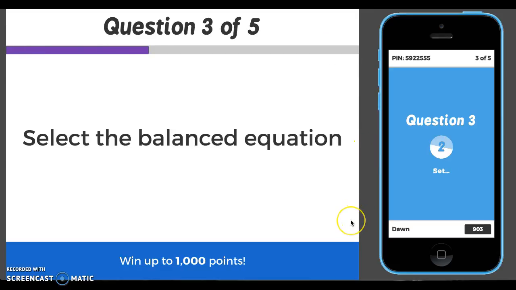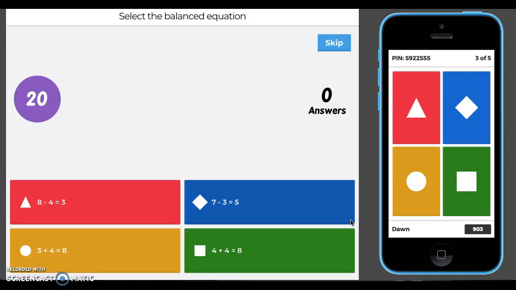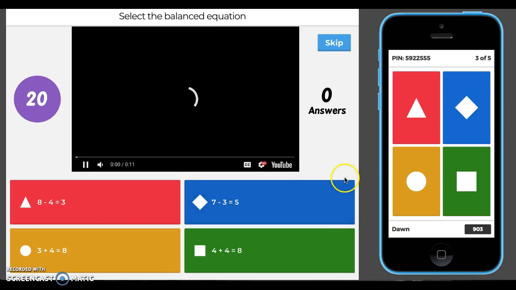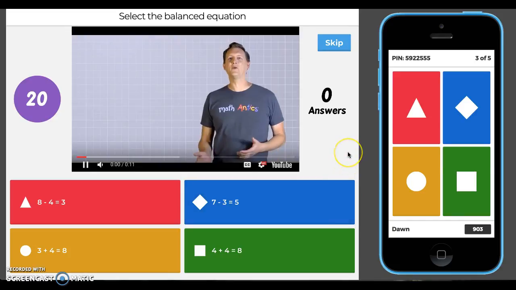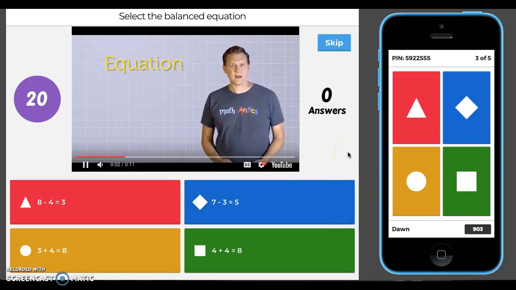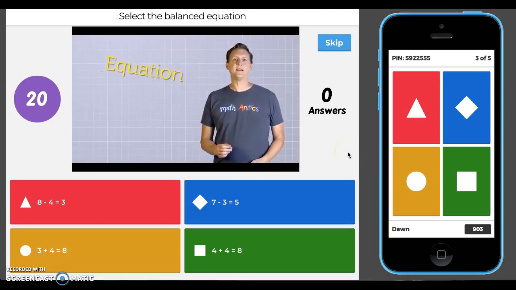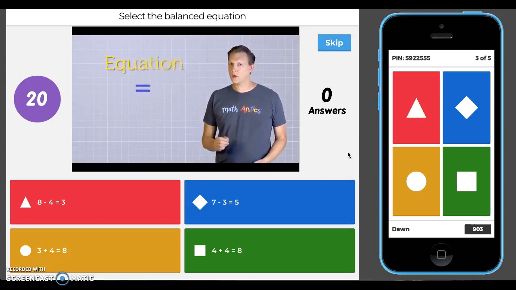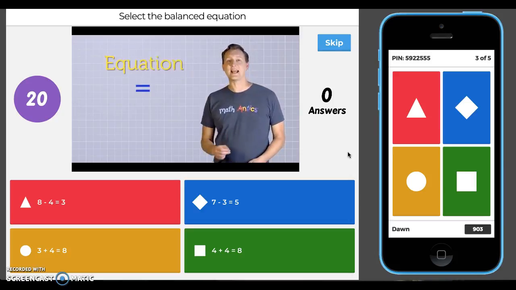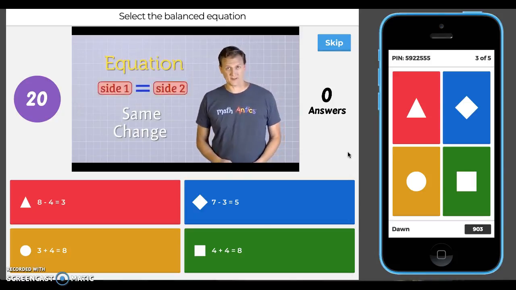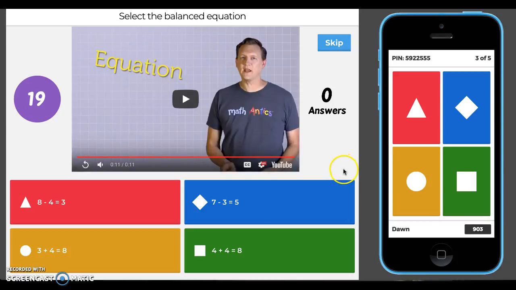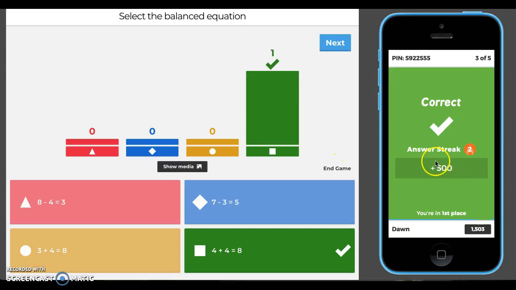Select the balance equation. This one also has a video with it. How do we avoid getting an equation out of balance? The key is that whenever we make a change to an equation, we have to make the exact same change on both sides. All right, so now the 20 seconds start, and we'll pick the balanced equation here. This one was worth 500 points, which brings my total to 600.